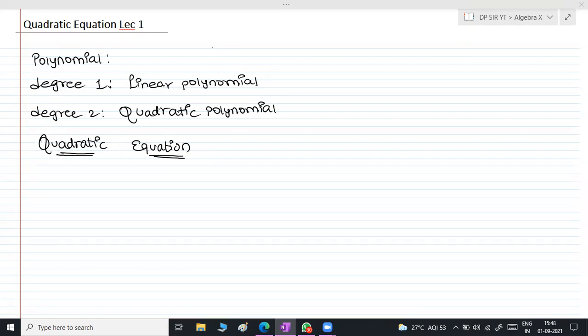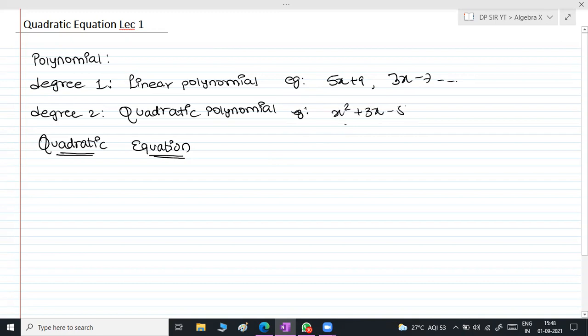Okay. So whenever I talk about linear polynomial, let's take one or two examples. So examples are going to be 5x plus 9, or you can take 3x minus 7, and so on. Here you can take degree 2. So here it would be x square plus 3x minus 5, or it may be 5x square, or it may be 3x square minus 5x, whatever.